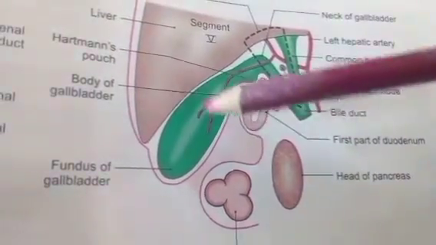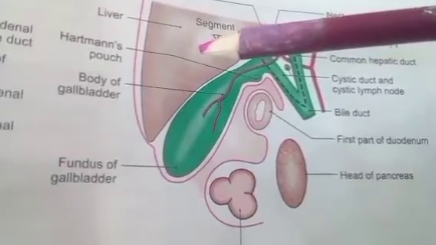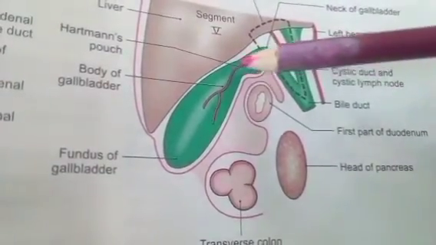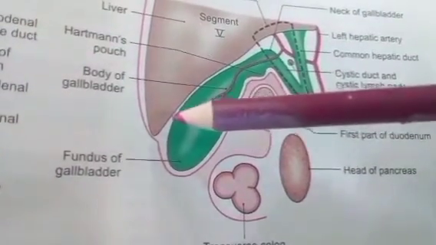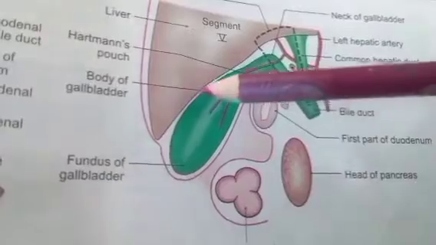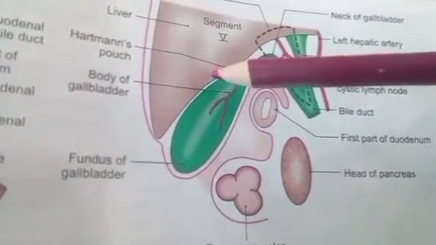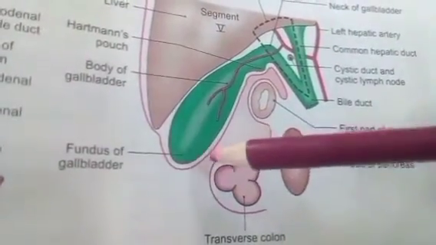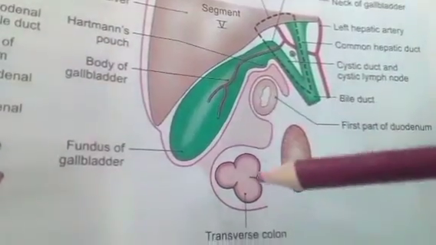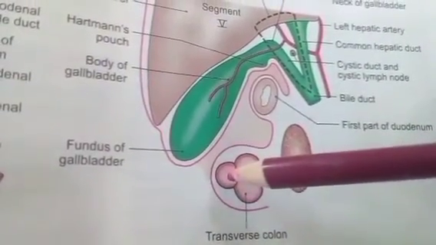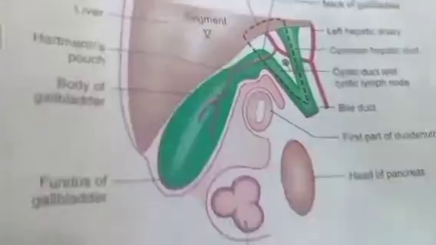The body of the gallbladder lies in the fossa for the gallbladder in the liver. Its upper end is narrow and becomes continuous with the neck of the gallbladder. Its superior surface is devoid of peritoneum and it is adherent to the fossa for the gallbladder in the liver. The inferior surface of the body is covered by the peritoneum and it is related to the beginning of the transverse colon as well as the first and second part of the duodenum.